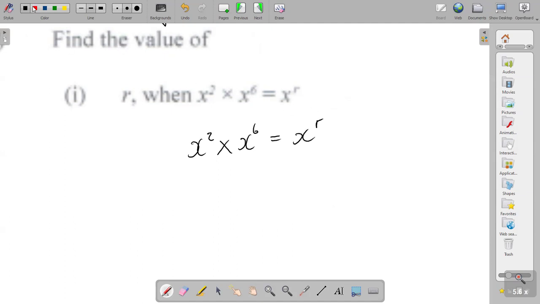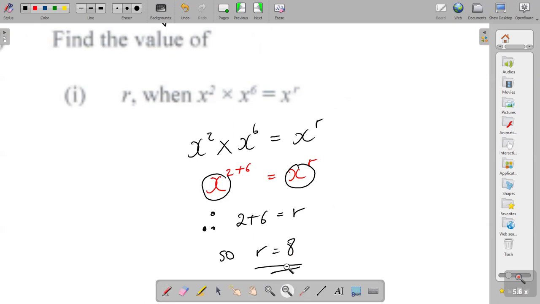Now, pay attention. You know what the rule is because this is the laws of indices. When you're multiplying two bases that are alike, what do you do with the powers? Somebody, anybody? When you're multiplying, what do you do with the powers? Excellent, you add. So this is going to become X to the 2 plus 6 is equal to X to the R. Look at this: if these parts match, that means therefore 2 plus 6 is equal to R. So R is equal to 8. And that's how you get your answer.